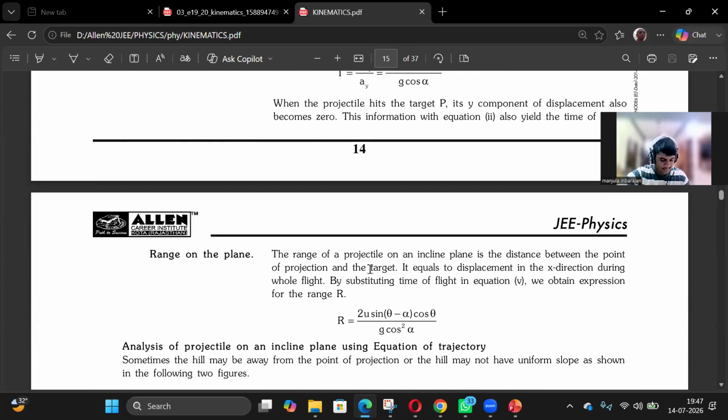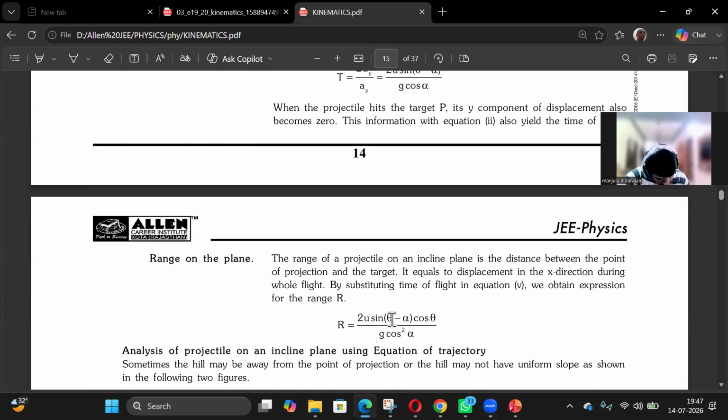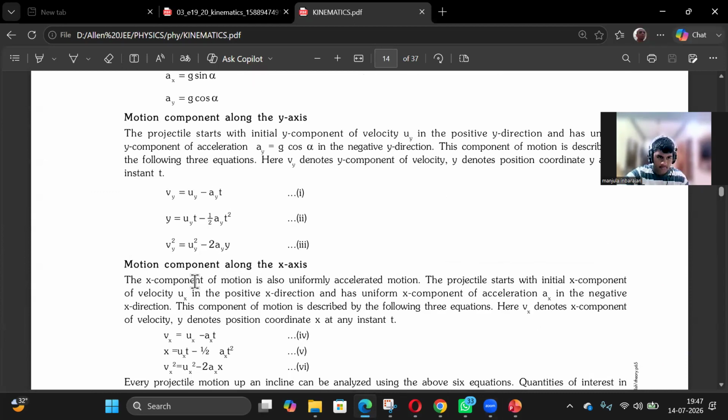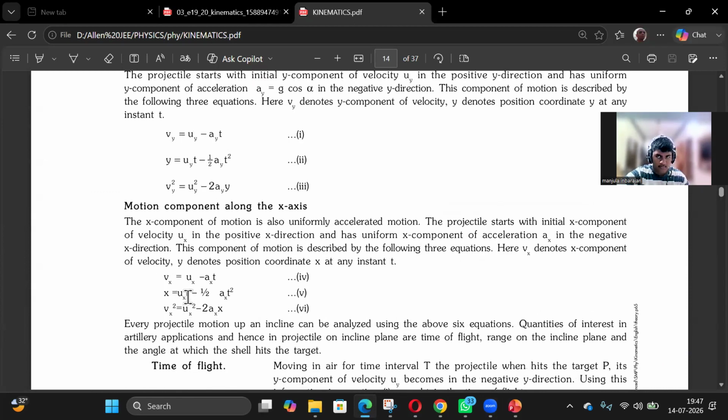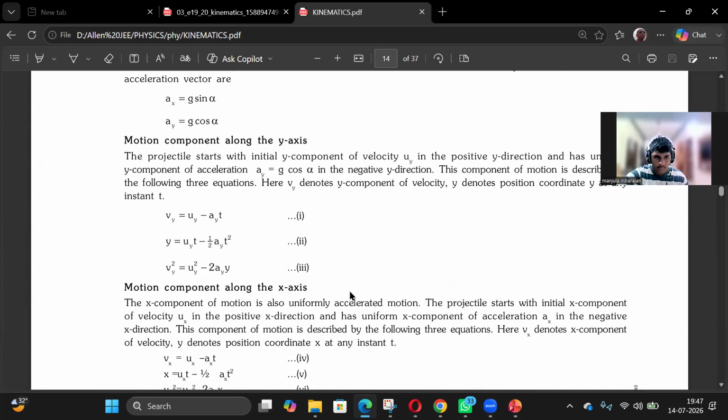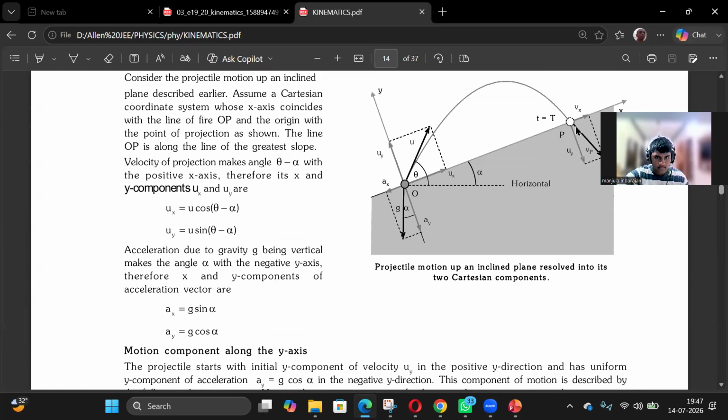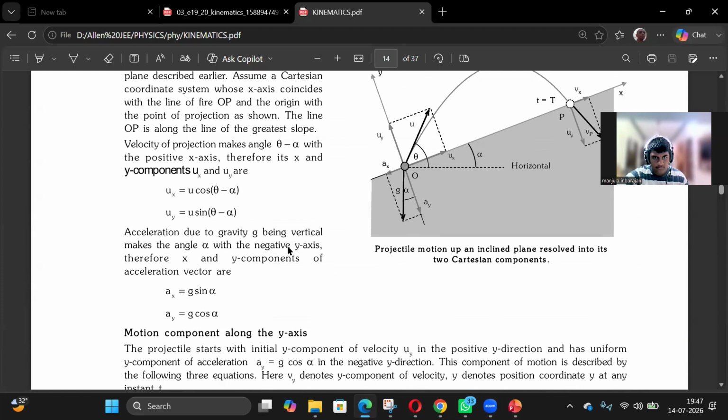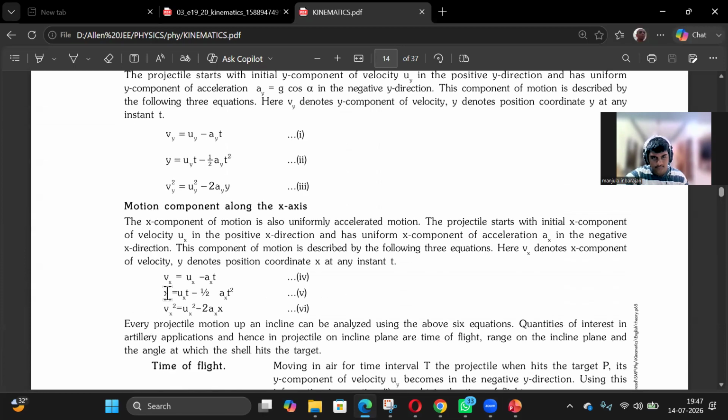After that, range is x. You have to find the value of x at t equal to capital T. Range is nothing but x at this point, x at t equal to capital T. So in this formula, x equal to ut plus half at square with the proper signs, put t equal to capital T.